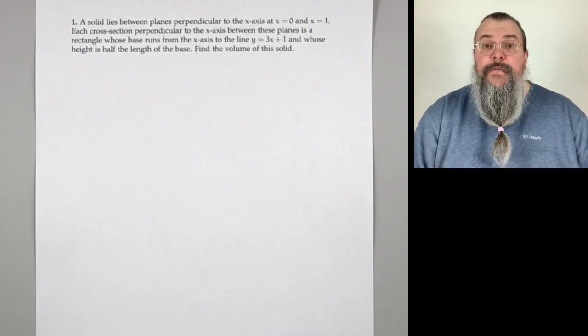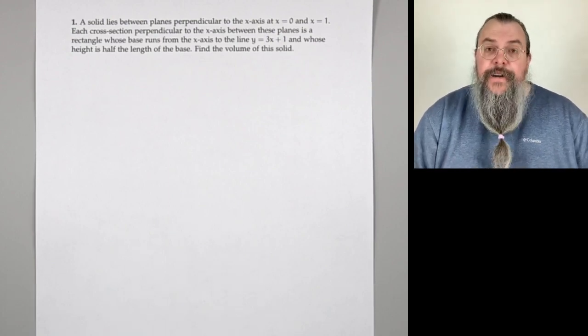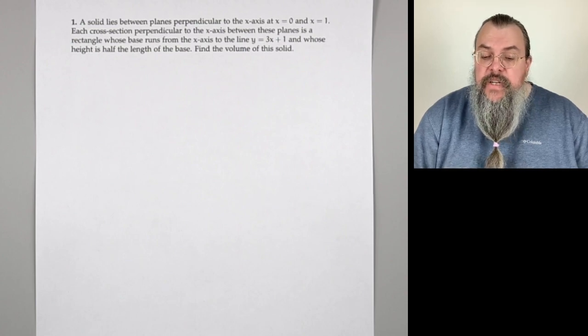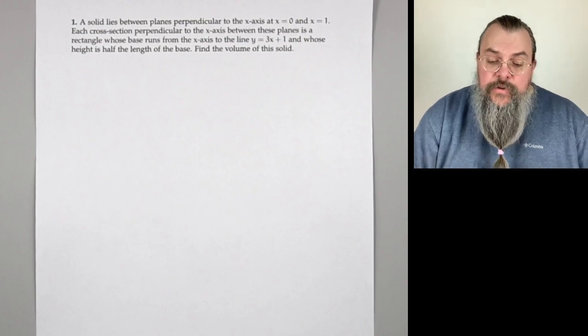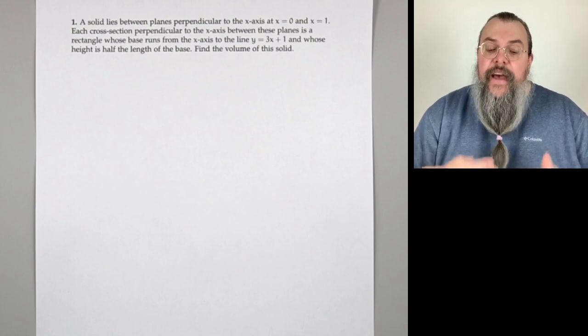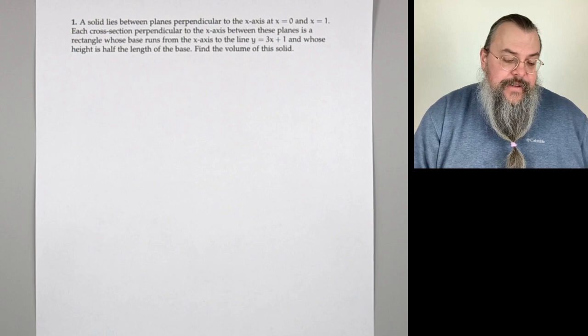A solid lies between planes perpendicular to the x-axis at x equals 0 and x equals 1. Each cross-section perpendicular to the x-axis between these planes is a rectangle whose base runs from the x-axis to the line y equals 3x plus 1, and whose height is half the length of the base. Find the volume of this solid.